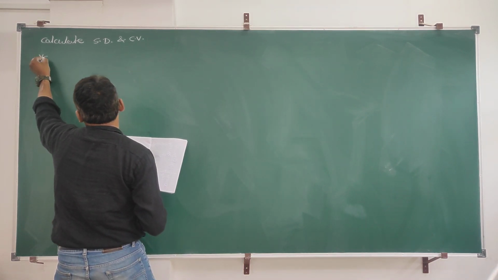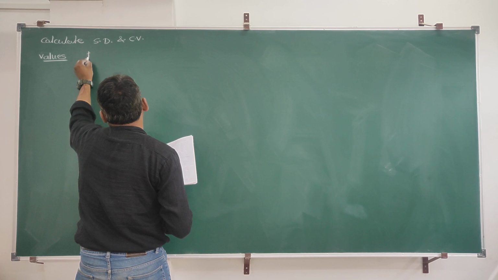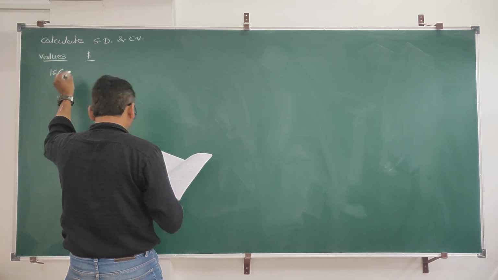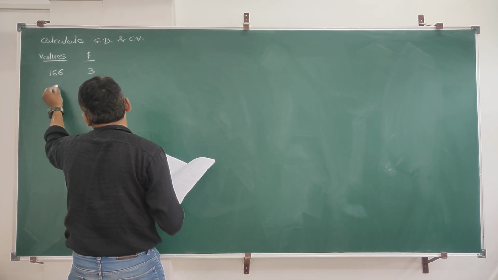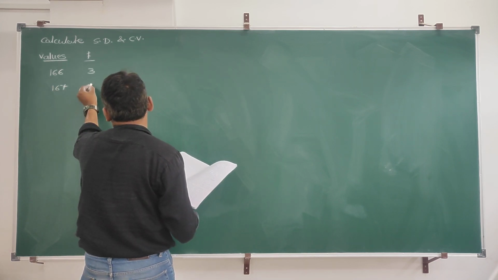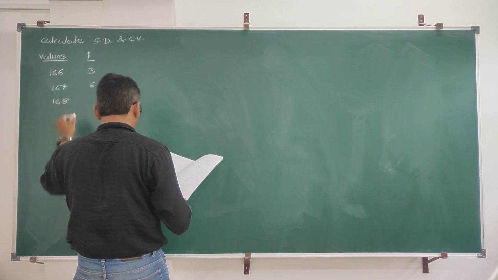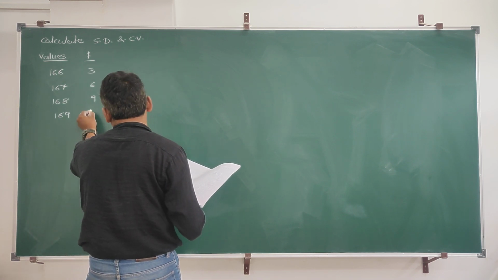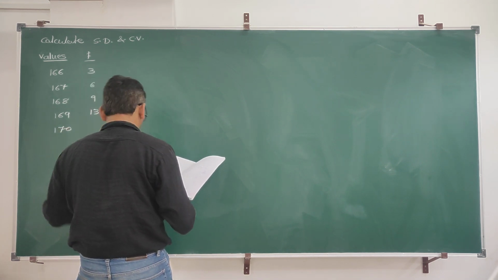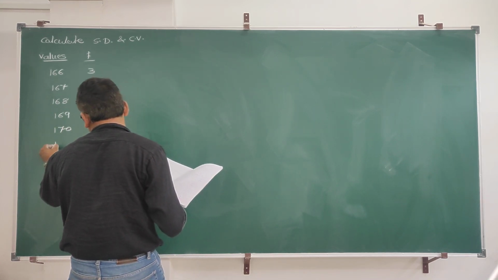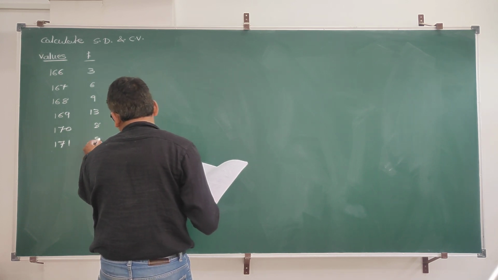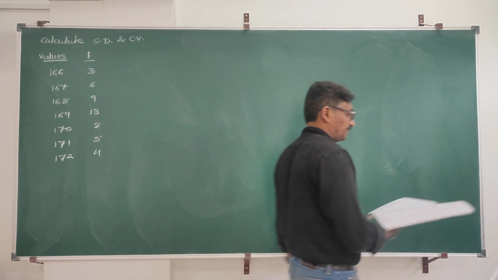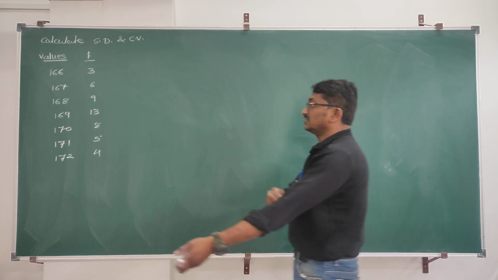Make two columns. First column values, second column frequencies. Value column: 166, frequency 3; 167, 6; 168, 9; 169, 13; 170, 8; 171, 5; and 172, 4. Okay, this much information is given to you.